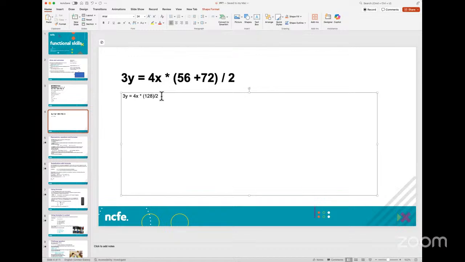The second step after that, after brackets you have division. So again I will write 3y equal to 4x multiplied by 128 divided by 2, that is 64. So this becomes the second part. The third part now is, after division I need to solve multiplication.